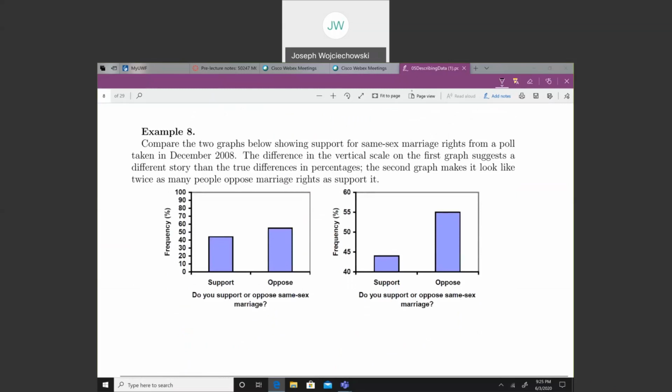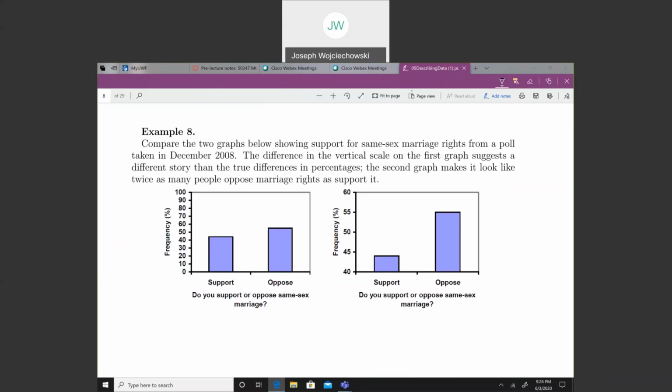So here we have a couple of graphs. Compare the two graphs below, showing support for same-sex marriage rights from a poll taken in December 2008. The difference in the vertical scale on the first graph suggests a different story than the true differences in percentage. The second graph makes it look twice as many people oppose marriage as rights. So what we're doing here is showing ways that statistics, while the numbers are accurate, can be made to look like they're not right. It's off. Or make it look worse than it is.